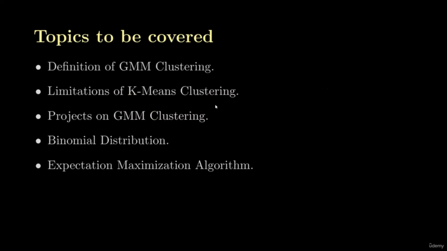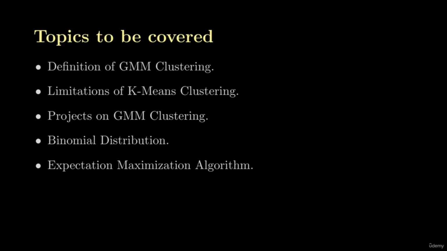So what are we going to cover in this section? These are the topics which we will cover. First, we start with the definition of GMM clustering. In this definition, we will see why it is also known as soft clustering and how it is different from the hard clustering techniques. Then we will discuss the limitations and shortcomings of k-means clustering. Since k-means clustering is a hard clustering technique, it has some limitations or shortcomings. We will also see how GMM clustering will address those limitations.